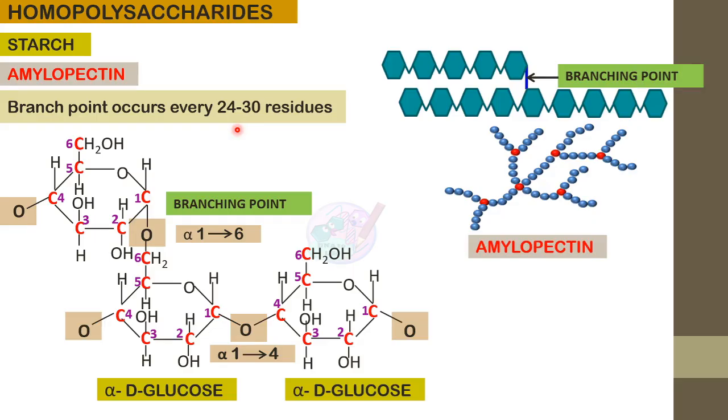So since it is a branched structure, it can retain more water. So depending on different percentages of amylose and amylopectin, the characteristics of a starch change. Like you can see the difference between potato and rice. Potato is more sticky, it can hold more water, meaning it has a higher percentage of amylopectin.